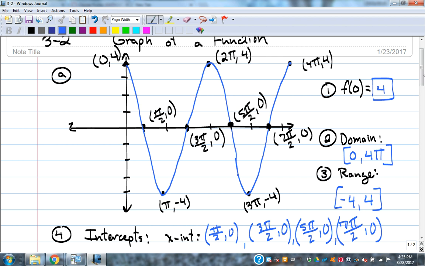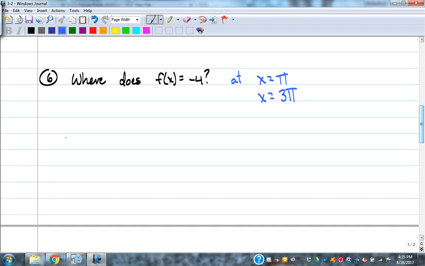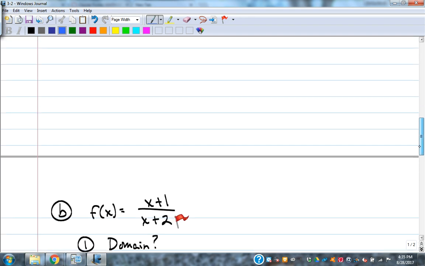Where at? Pi and 3 pi. X equals pi. X equals 3 pi. Good places for that. And I get question 7.